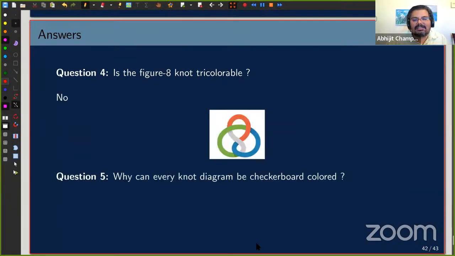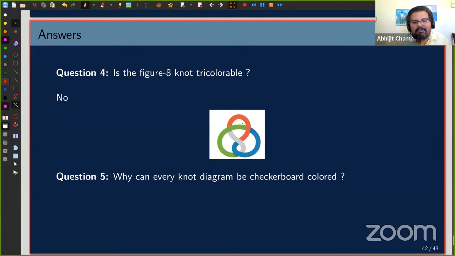And the figure eight knot is not tricolorable because there are four strands, and three of them meet at all four crossings. So you want to choose three. Four choose three is four, and those are the four crossings. So you cannot assign only three colors, because there will be repetition somewhere.